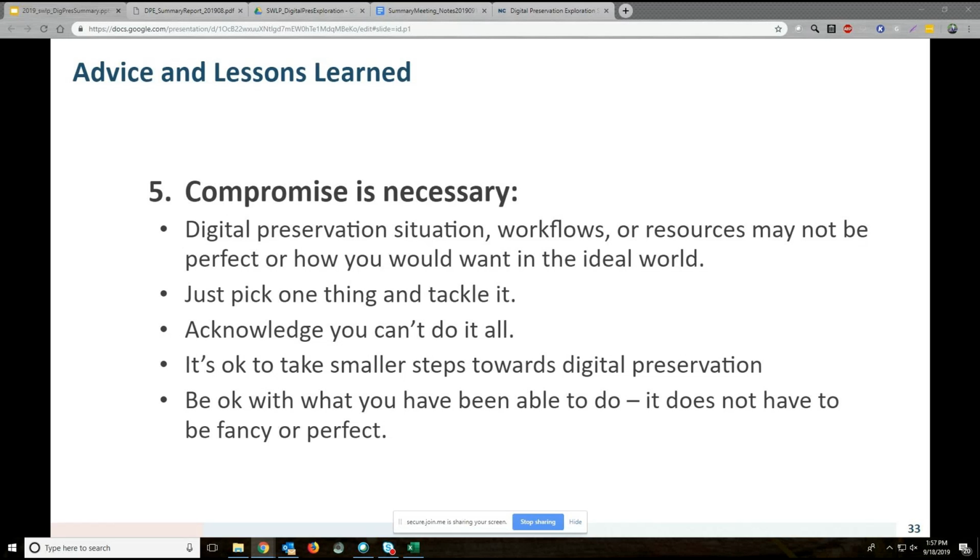For instance, we say be consistent with file naming. It's not the end of the world if that isn't true, if over time there hasn't been consistency. But what you can do now is start being consistent, and that's fine.